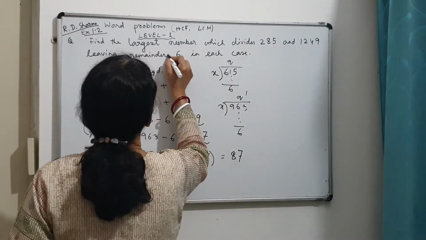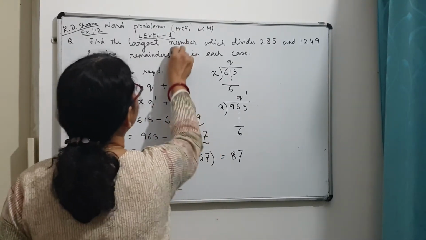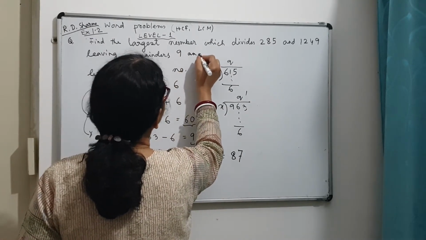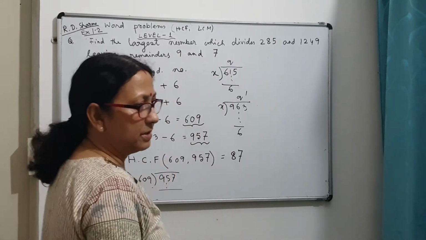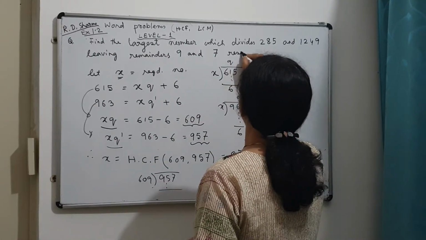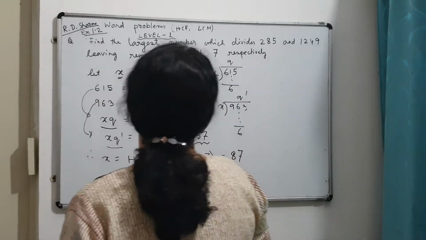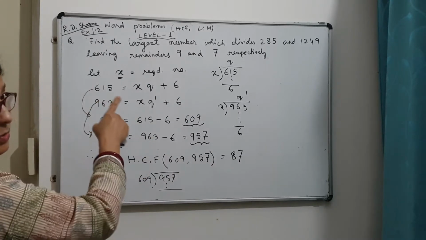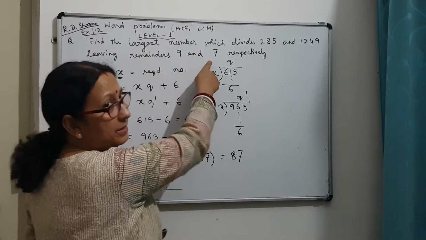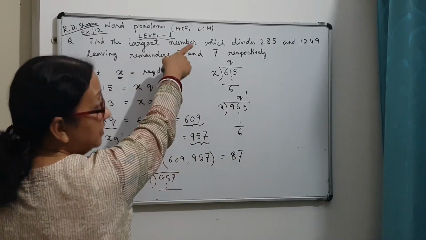Leaving remainders 9 and 7 respectively, instead of the same remainder. In the previous question, they were leaving the same remainder, but here they are leaving different remainders. So the same thing: let x be the required number, that is the largest number.